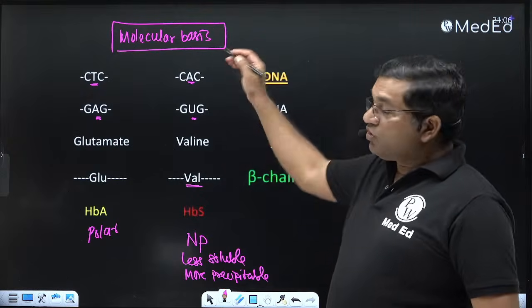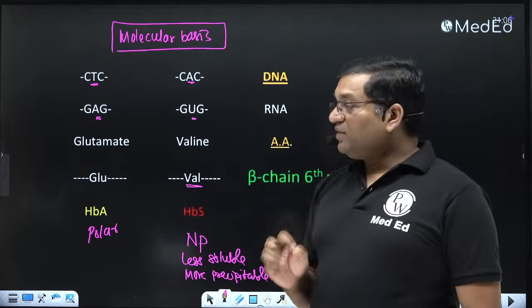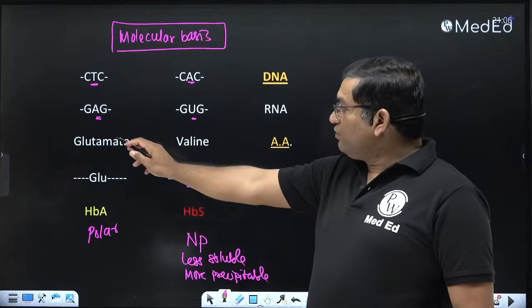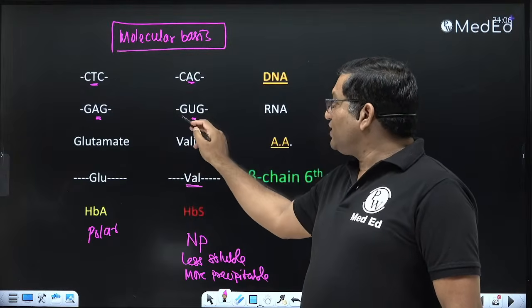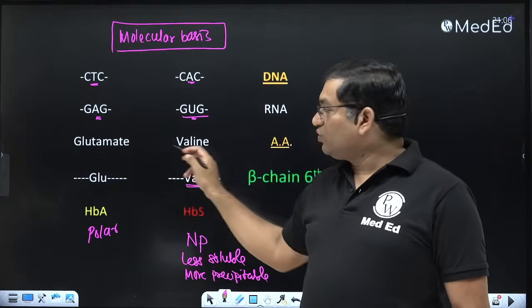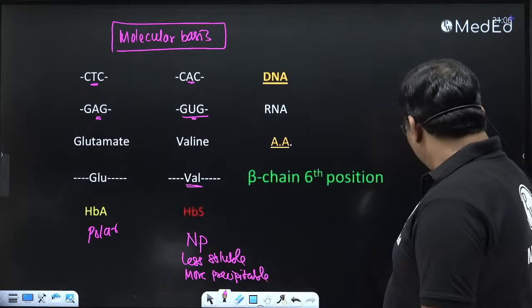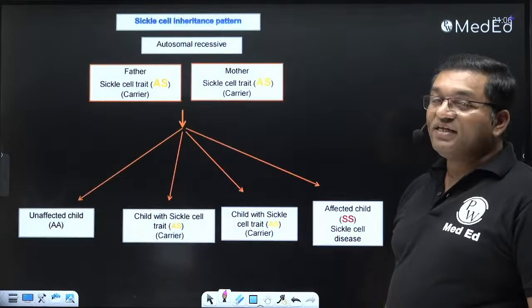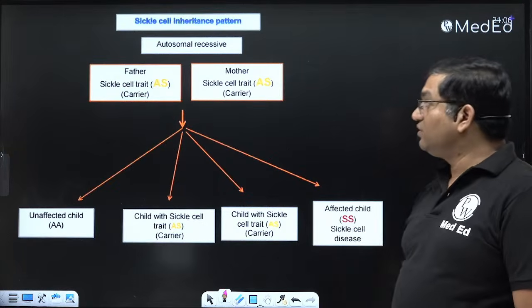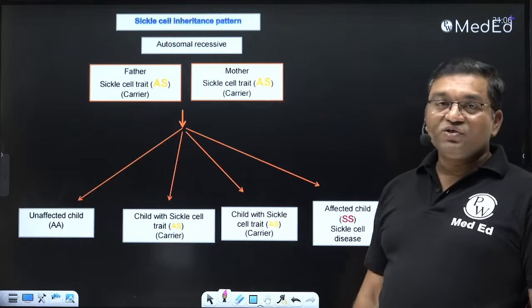This is because of a partially acceptable missense point mutation in which GAG is replaced by GUG. GAG codes for glutamate, GUG codes for valine. Glutamate is replaced by valine at the sixth position of the beta chain. Now this is autosomal recessive inheritance.